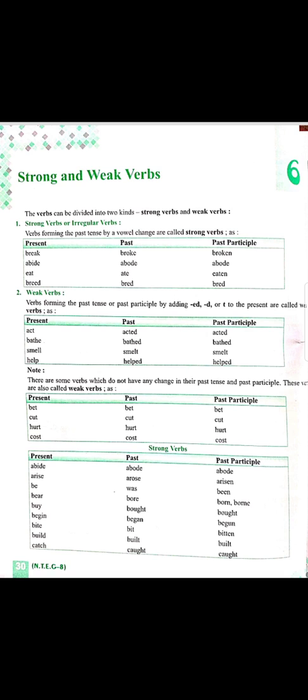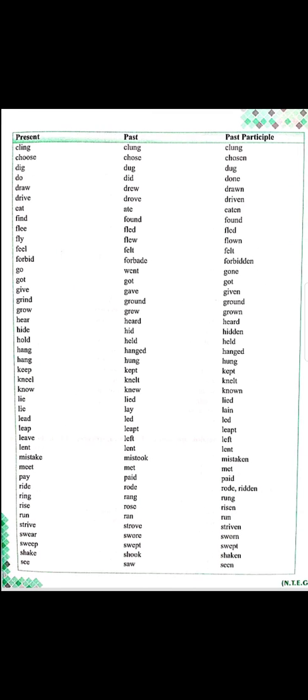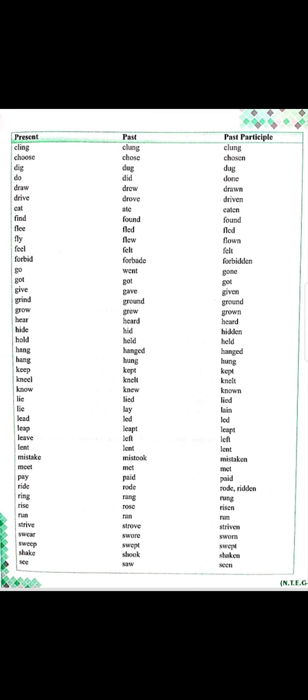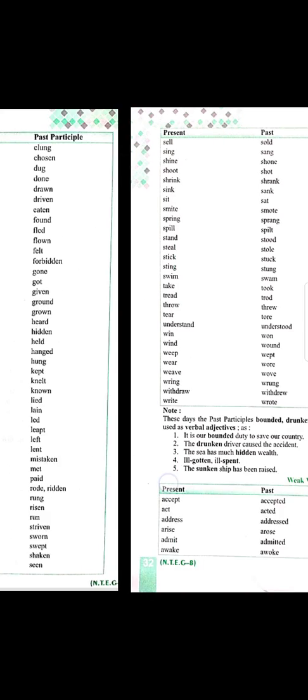Now some strong verbs are also given. Abide changed to abode. I is a vowel here which we have replaced by adding O in the past and past participle. So go through it. Here also you could see some present, past and past participle. Past participle you can also say the third form, students. And present is your first form, past is your second form.